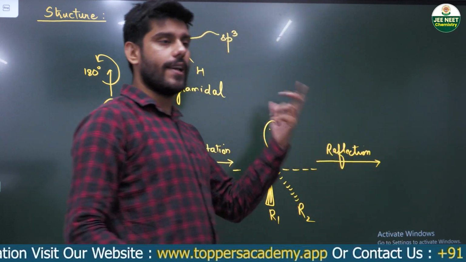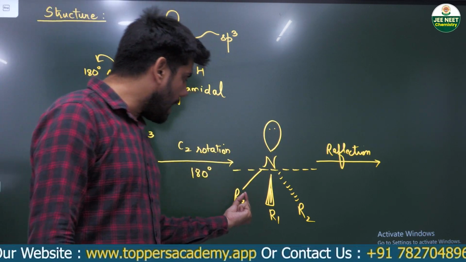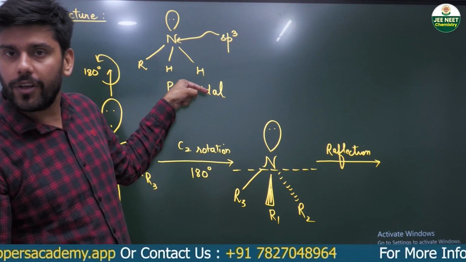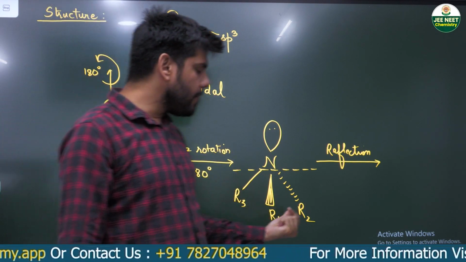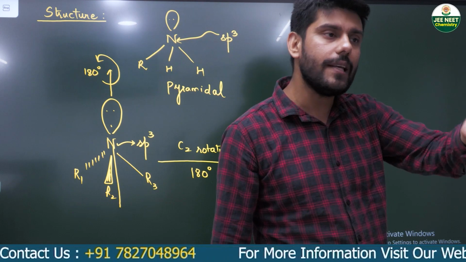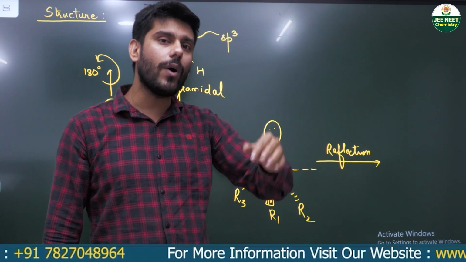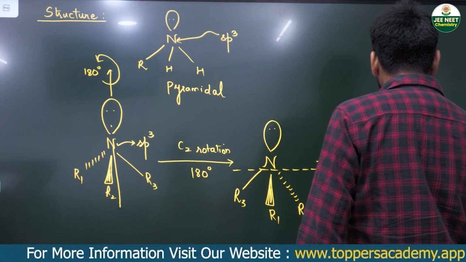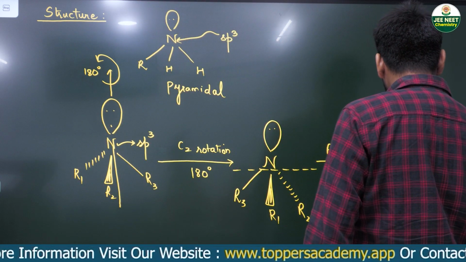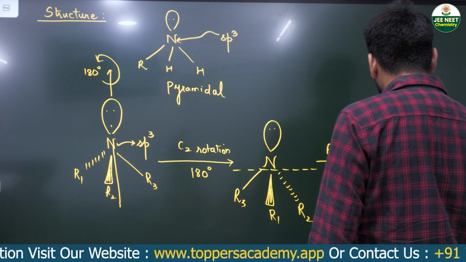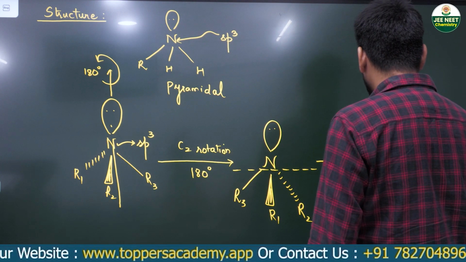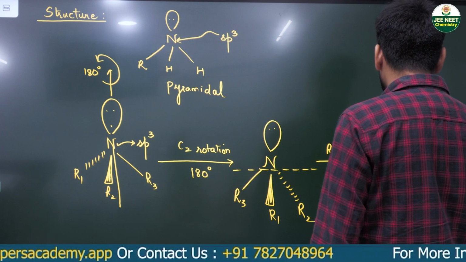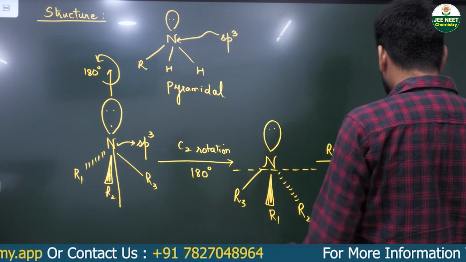Okay, plane of reflection. Now look here, this R3 obviously will get its image somewhat here. And the one which is in the front will still be in the front, and the one which is in the back will still be in the back. Yes or no? So can I say I will have something of this sort? This one will be your R3. And the one which was in the front is still in the front, and the one which was in the back is still in the back.